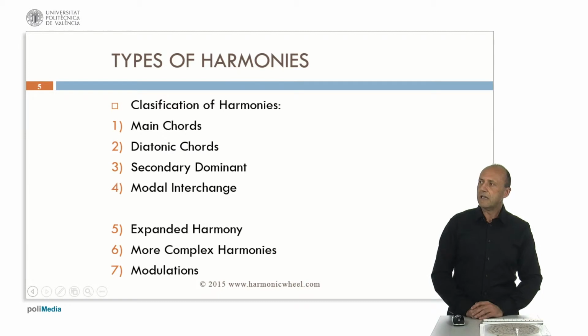To do this analysis, we will classify the harmonies into 4 groups. Main chords, which are tonic, subdominant, and dominant chords in a major key. Then diatonic chords, which are degrees 1 to 6 in a major key. Then secondary dominant chords and modal interchange chords. Apart from them, we have the expanded harmony, more complex harmonies, and modulations.